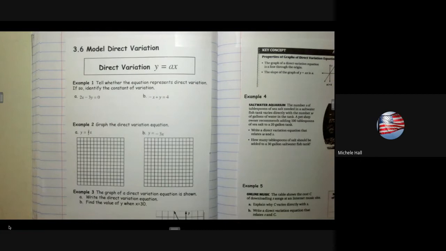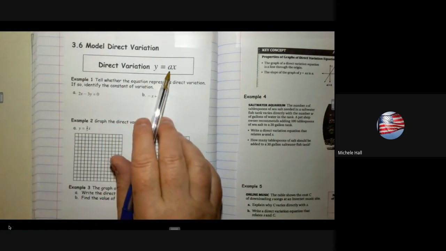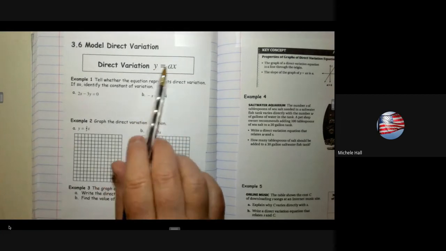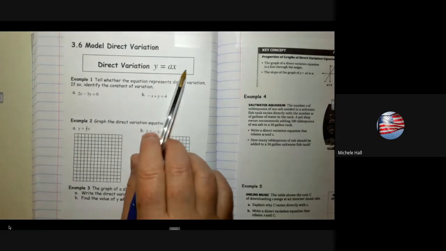Number 6, direct variation. Direct variation is y equals ax. This is very similar to slope-intercept form of y equals mx, except there's no b. There's no y-intercept.